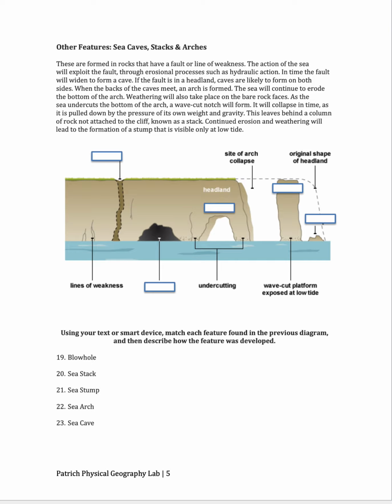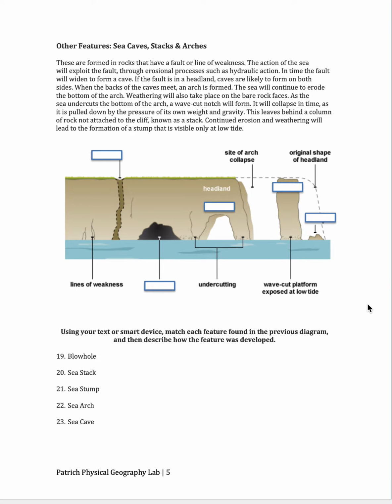Here's some additional features. Here we learn the progression of going through lines of weaknesses till we get to perhaps blowholes, caves, sea arches, collapses, so we get stacks and stumps, and all these different features that go within. Again, be sure to match the correct word with the box, and be sure to describe how it was developed.